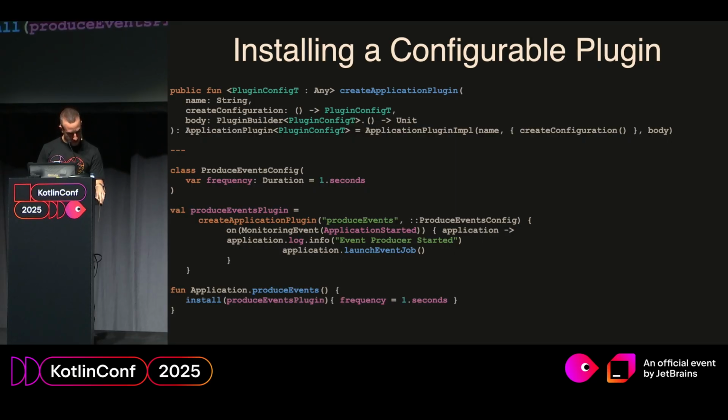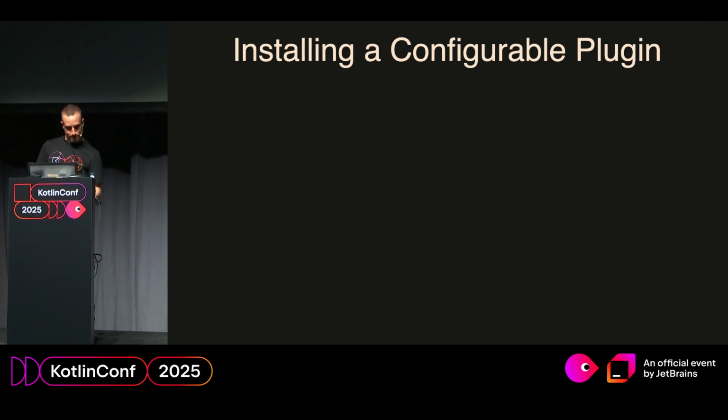So here we would do produce events. Now we're installing a configurable plugin. So as before, we do install produce events plugin, but we pass to it a block, in which we say the frequency in which we emit the events would be 1 second. Again, it should have come from the configuration, my bad, but I think you understand the idea.